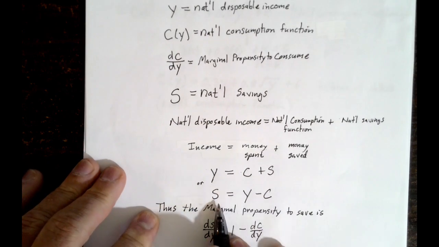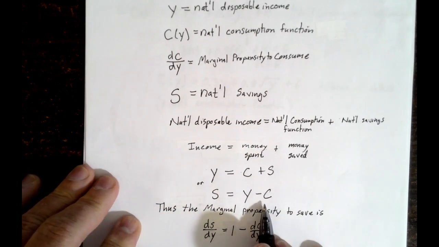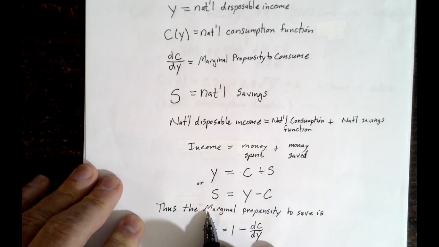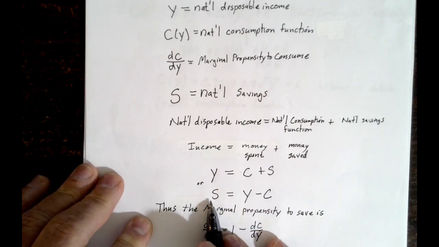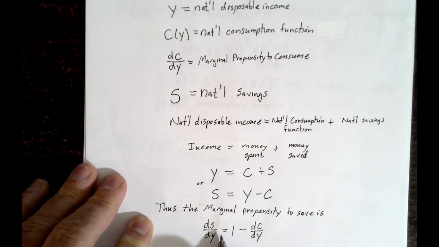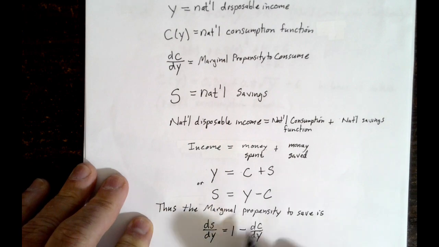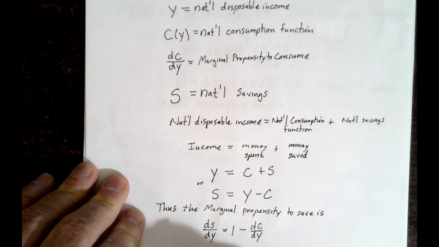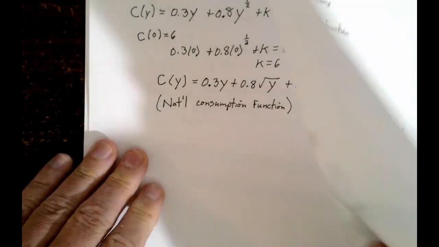Now if you solve this for s, you get s equals y minus c. And when you take the derivative, you now find the marginal propensity to save, because s is the saving function. So the derivative is the marginal propensity to save, and the derivative of y is 1, the derivative of c is dc/dy. So marginal propensity to save is this formula here. We'll use this in example 6.